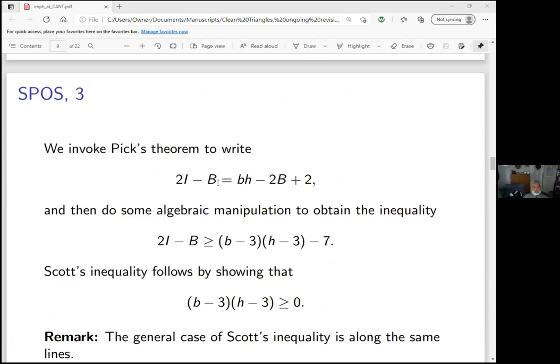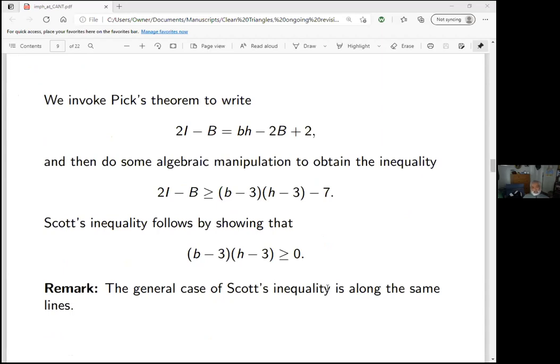So you write this expression 2i minus b like this. Remember that we're looking at the expression, we're wanting to show that 2i plus 7 is greater or equal to b. So we take 2i minus b, we use Pick's theorem, we write it this way, and then with some algebraic manipulation, we get this inequality. And then by doing a few simple checks, we show that this product is always non-negative. And that's how you prove it for lattice triangles.